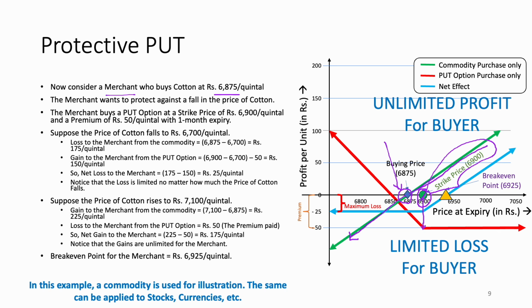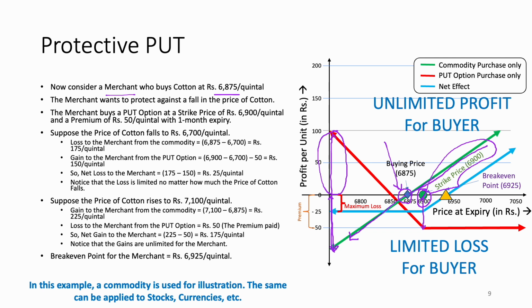So now what happens is that, supposing the price of the cotton falls, this is the first scenario. If the price of the cotton falls, let's say it falls to 6,700 rupees per quintal. Here, if he had just purchased the cotton and had to sell it at this particular point, he would suffer a loss. This is the loss the merchant would suffer. Instead, he has purchased a put option, and because the put option gives a profit when the price goes down, he is making a profit. That is, this much is the profit the merchant is making from the put option.